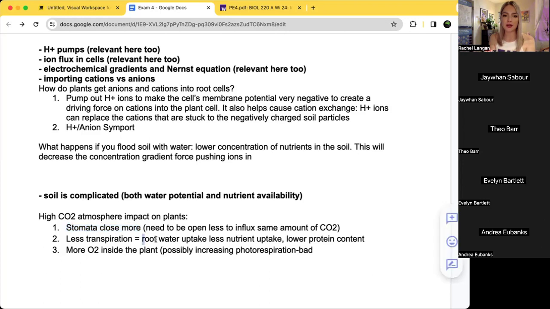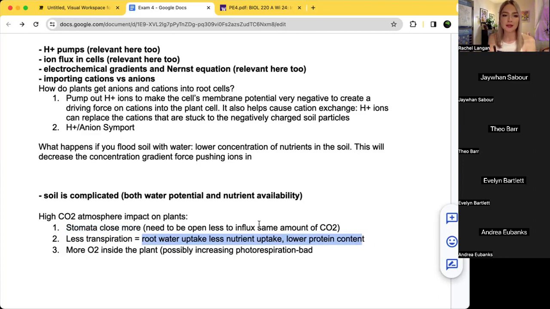That also causes less root water uptake and less nutrient uptake, and then lower protein content in the plant. Why? Because proteins are made of nutrients. Like the plant needs to take in nitrate because nitrogen is an important part of proteins.